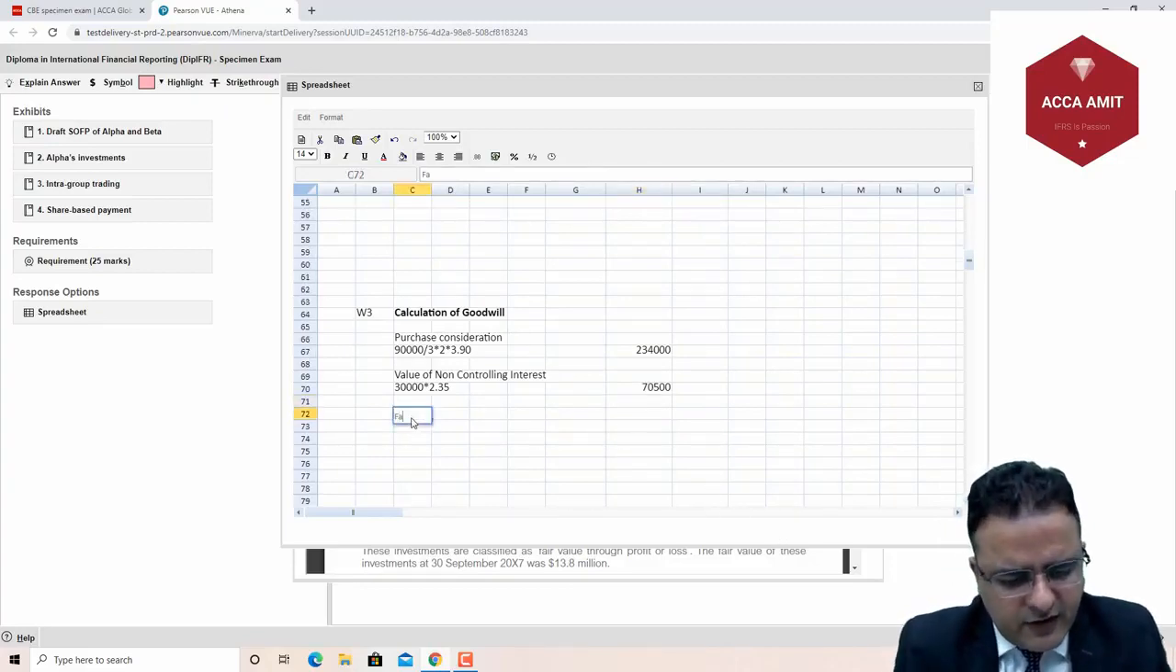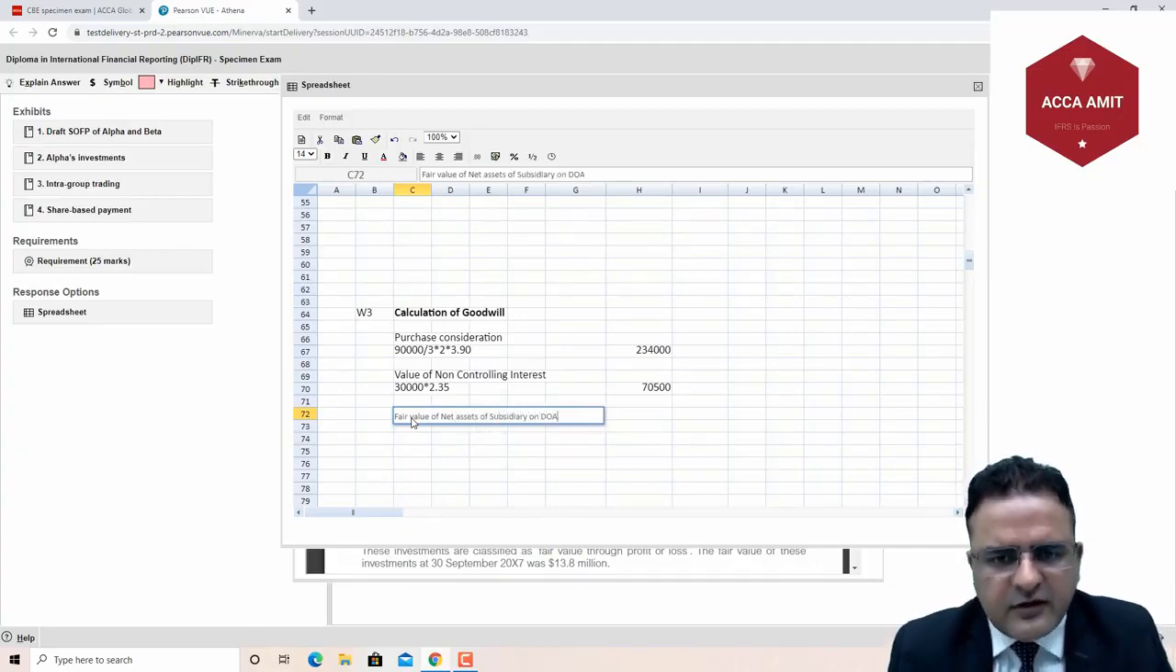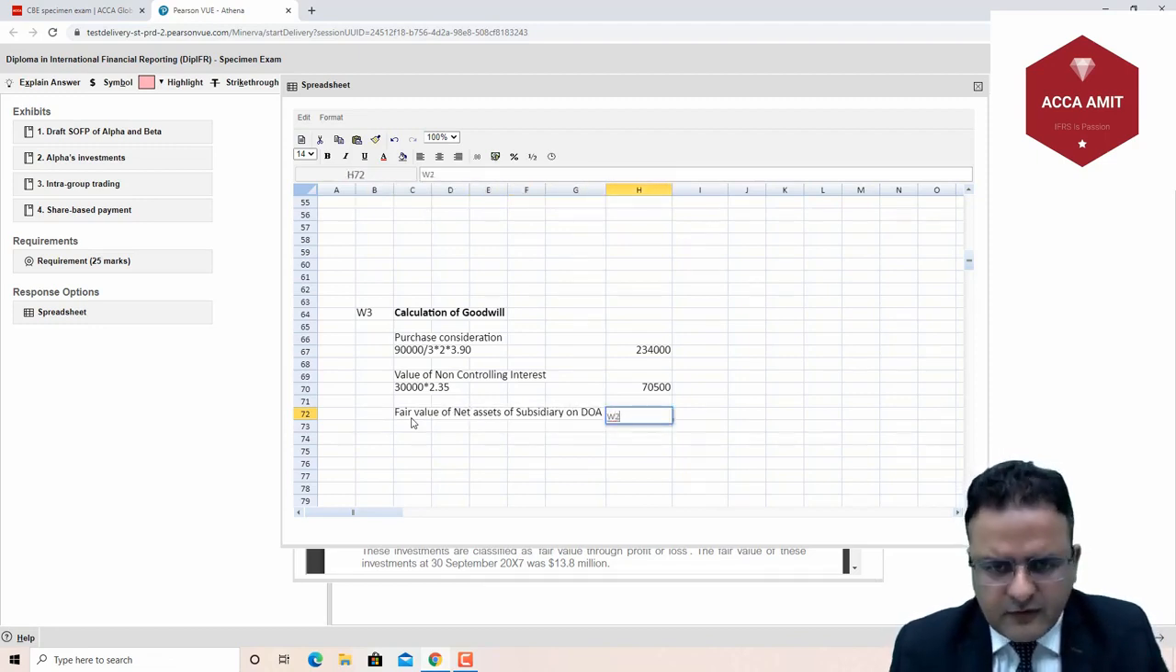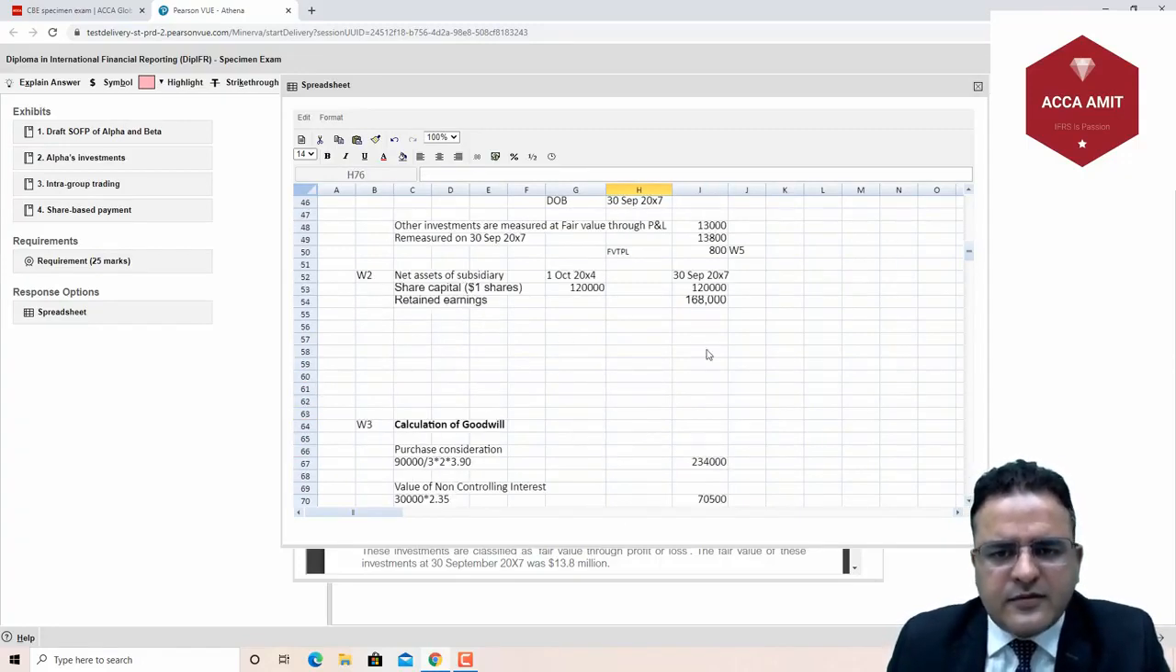Hereafter we'll need fair value of net assets of subsidiary on date of acquisition, which we'll be getting from working note number 2. We'll be referring to working note number 2 for it. Let's complete the working note number 2.